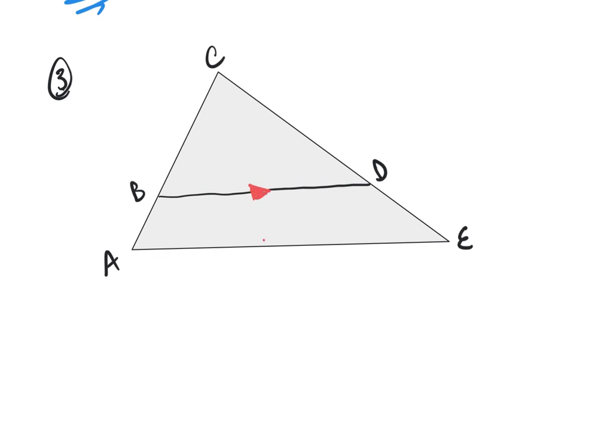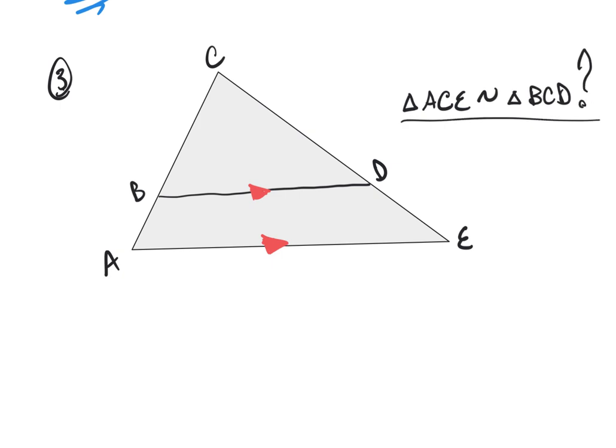Then what I'm gonna tell you is that BD and AE are parallel to each other. Okay? Now I'll be more specific on this one. What I'm actually asking on this one is, would triangle ACE, the big triangle, be similar to triangle BCD, the smaller triangle? I wanted to be more specific so everybody knew exactly what triangles I was talking about. So I'll put a question mark on the end of that. Are those actually similar to each other?